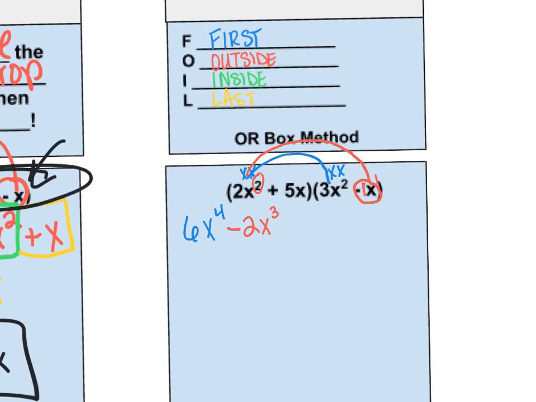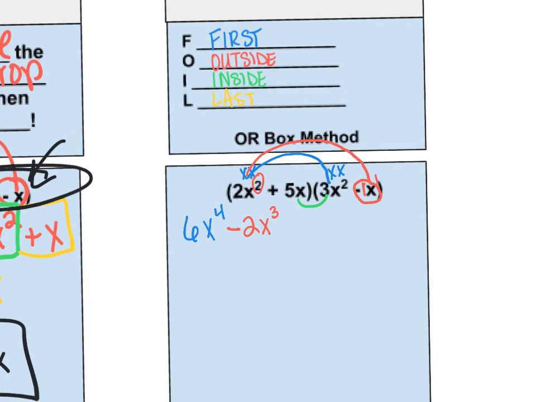Then I'm going to multiply my inside numbers. So 5x times 3x squared. Because I'm multiplying, they don't have to be like terms. I don't have to have the same base or exponent. And we've done this a million times, so you can multiply anything. When you're combining like terms, like you're adding them, they have to have the same base and exponent, because you're talking about the same thing.